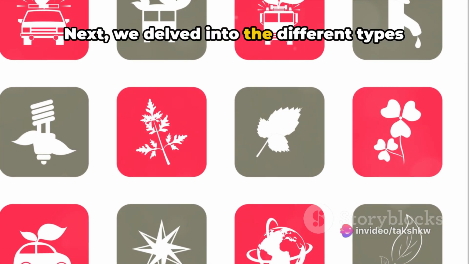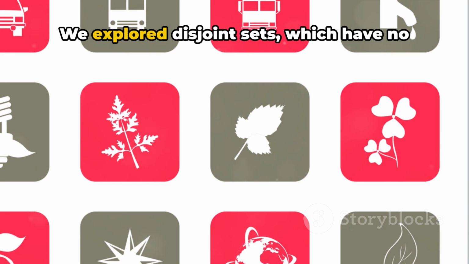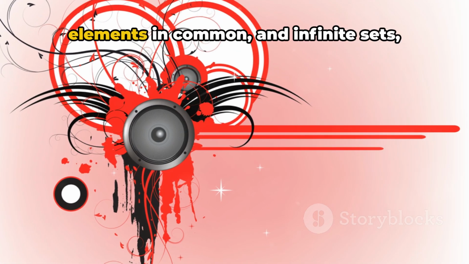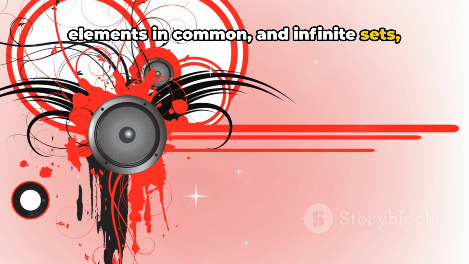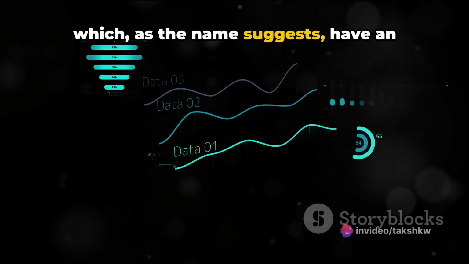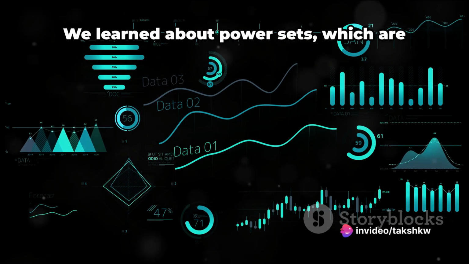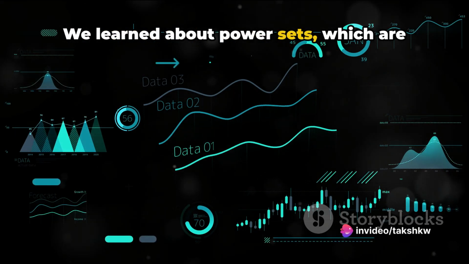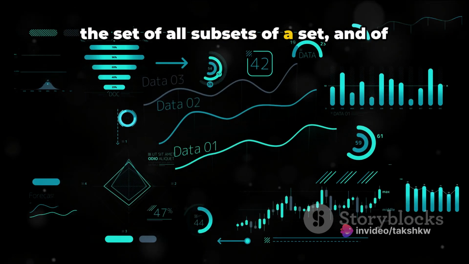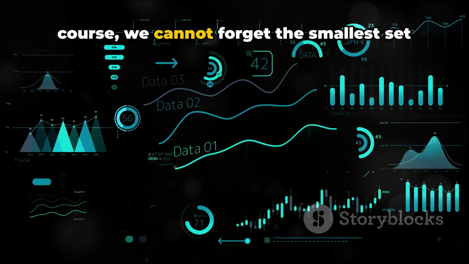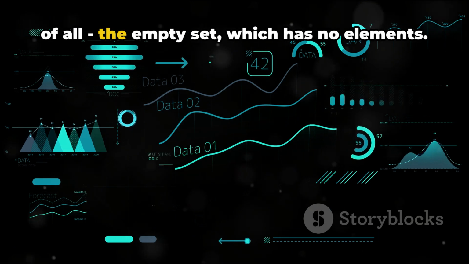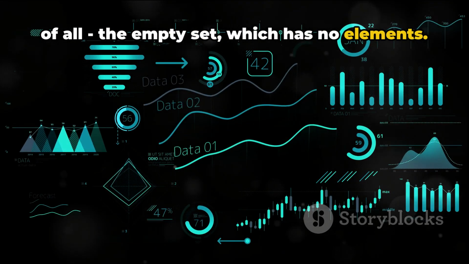Next, we delved into the different types of sets. We explored disjoint sets, which have no elements in common, and infinite sets, which, as the name suggests, have an infinite number of elements. We learned about power sets, which are the set of all subsets of a set, and of course, we cannot forget the smallest set of all, the empty set, which has no elements.